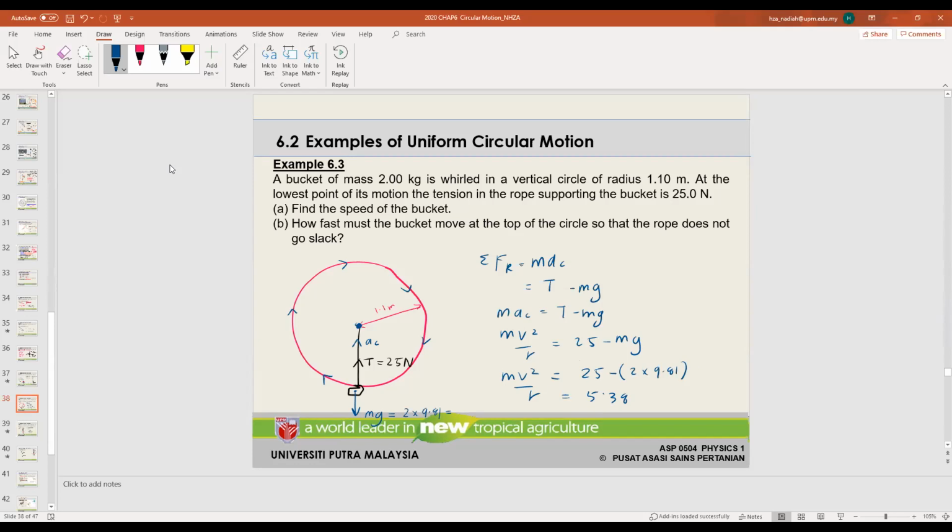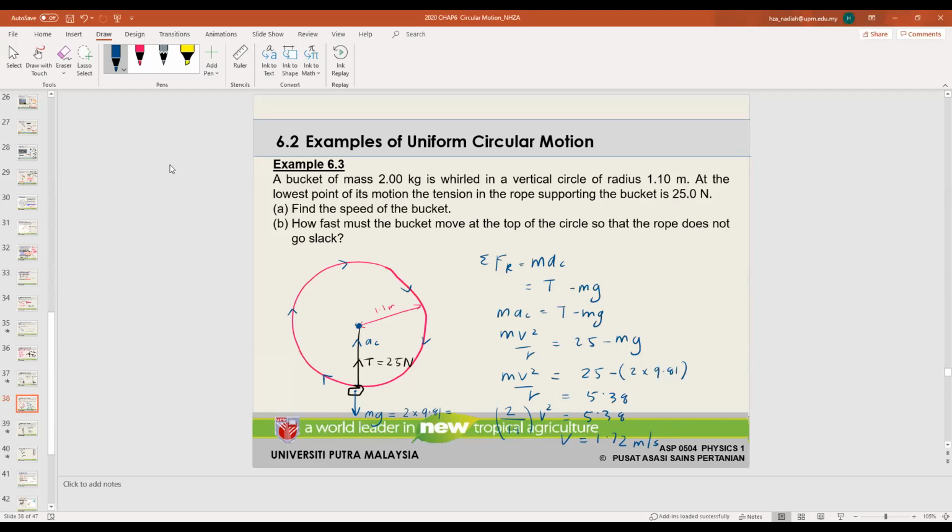Okay. Your r is 1.1 because that's the radius. You don't know your v, you know your mass. So your mass is 2, your r is 1.1, and then you have your v squared, which is 5.38. Solving for v gives you 5.38 times 1.1 divided by 2, and you square root that whole thing, you get your v as 1.72 meter per second. So that's your speed, your tangential speed.